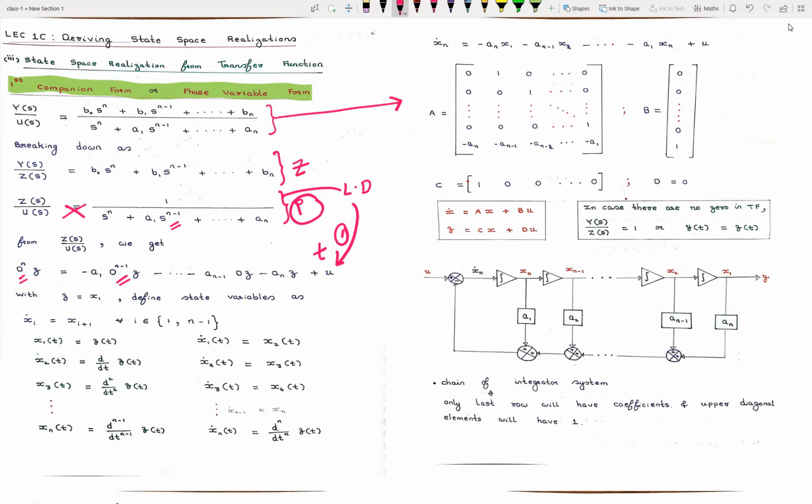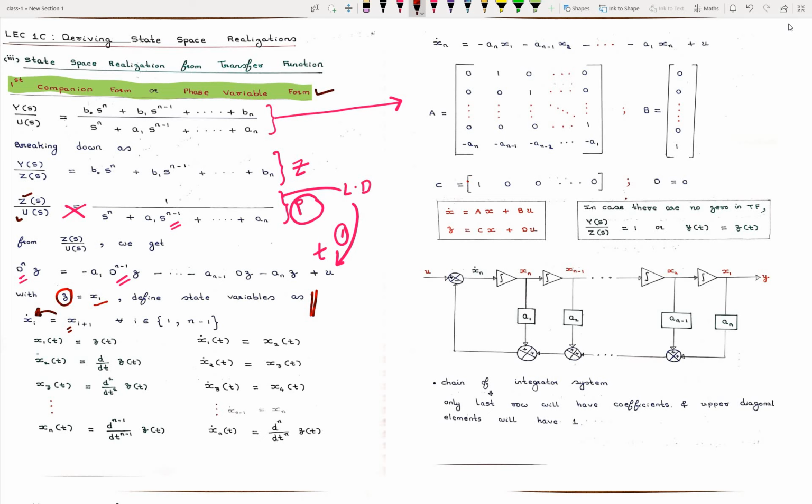Now that we have come to the time domain, we have to define the states. In the first companion form, or phase variable form, I define the first state as the output variable z. In this transfer function, this is the output and this is the input. The first state is the output variable z, and the remaining states, 1 to n minus 1, are the derivative of the preceding state variable, xi dot. This is how I define the states. Based on this definition, I have expanded the states from x1 to xn.